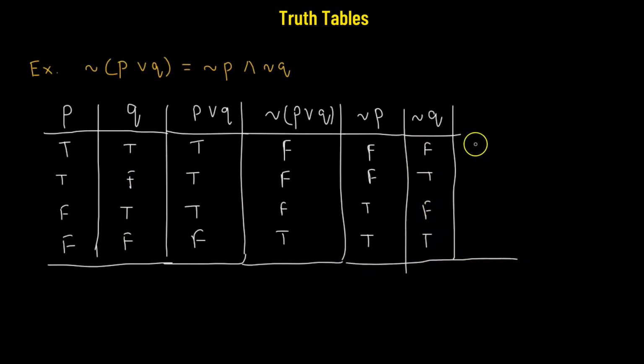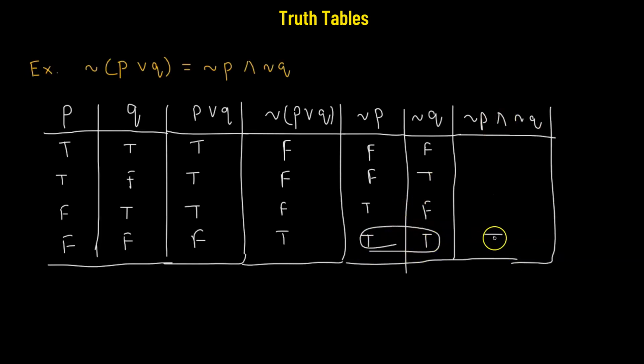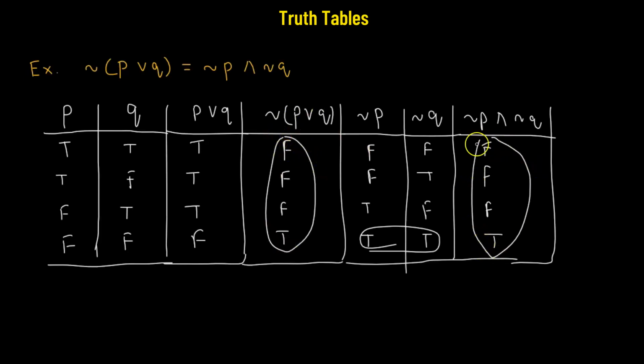Now we have to take the conjunction between not P and not Q. This is only true when both of them are true, so only in this scenario we'll have a true value. All other cases will give us a false value. And we immediately see that this truth value is exactly equal to this truth value. They match. So these two statements are equivalent statements.